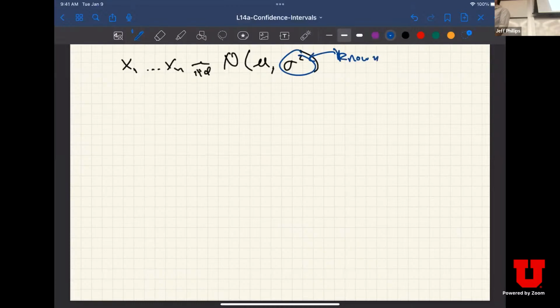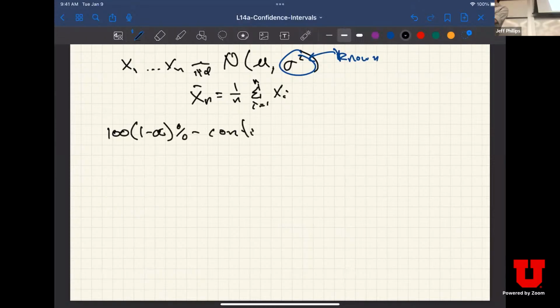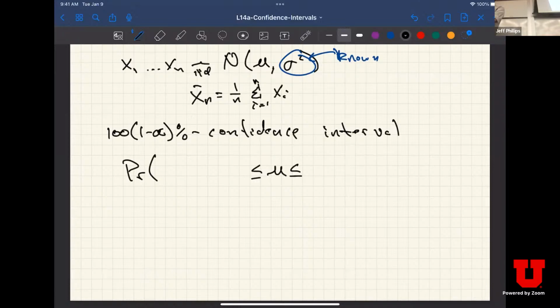where sigma squared is known. As usual, I'm going to start by defining xn bar as 1 over n times the sum of the xi, this mean random variable. And then I'm going to get the, let's say in general, the 100 times 1 minus alpha percent confidence interval, which is going to be a probability statement for this parameter mu, and this is going to be equal to 1 minus alpha.